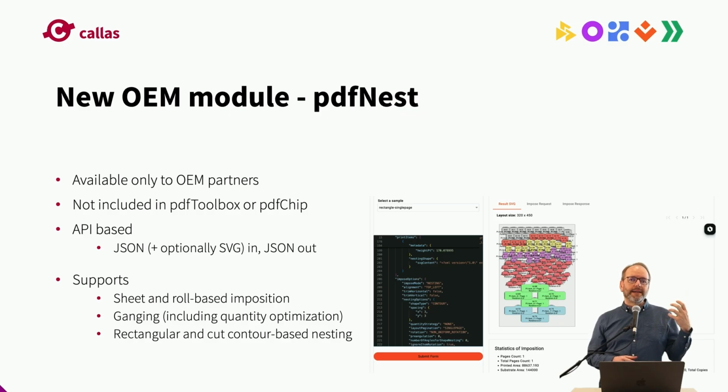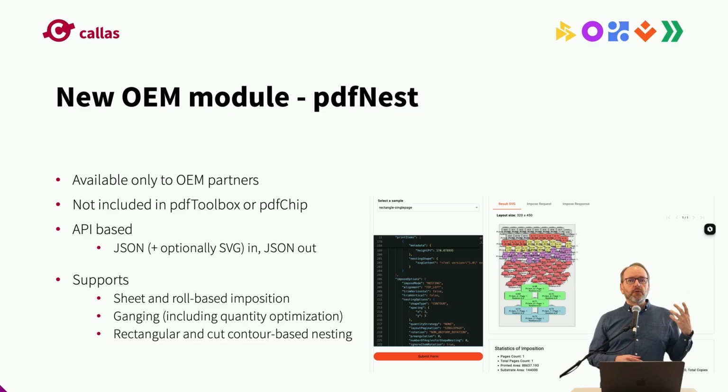You can give that REST API information about one or more PDF files. That is a JSON that you pass to an API call. You can optionally include SVG, either in the JSON or as referenced SVG files, and those then define the cut contour for the jobs that you're passing to PDF Nest.